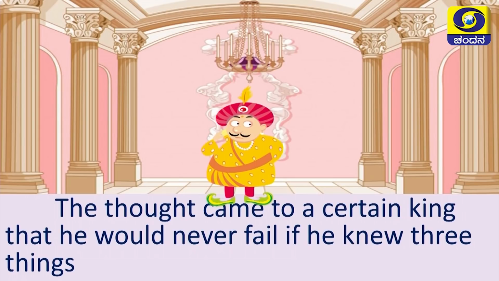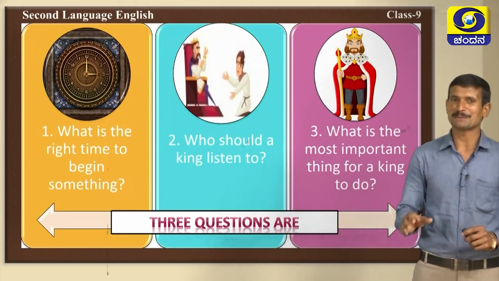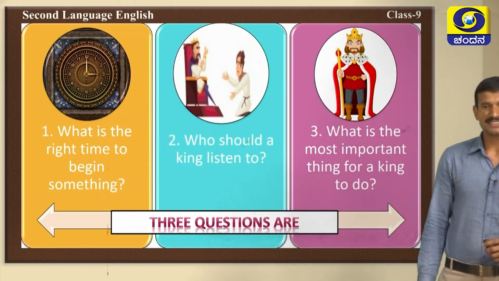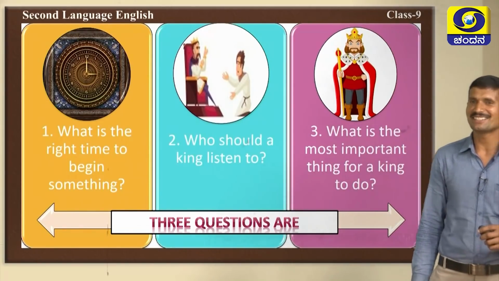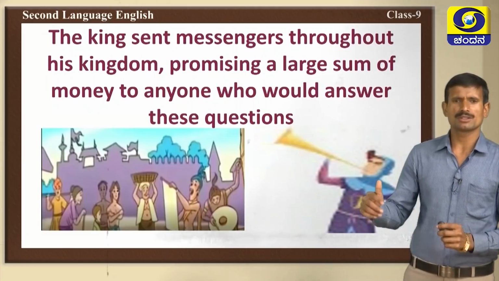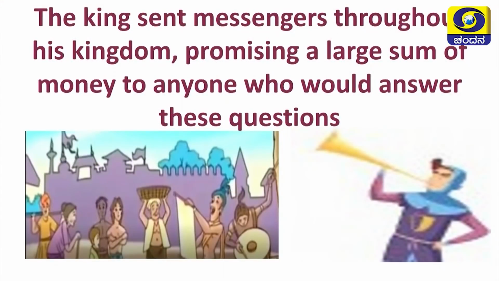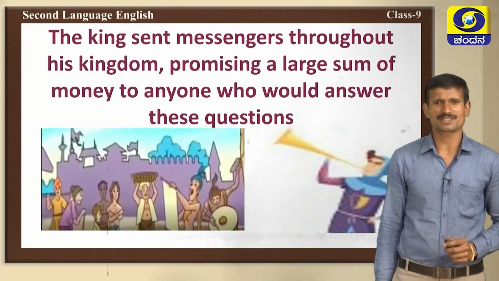What are they? First one, what is the right time to begin something? Second one, who should a king listen to? What is the most important thing for a king to do? The king wanted to know the answers to these questions. The king sent messengers throughout his kingdom, promising a large sum of money to anyone who would answer these three questions.